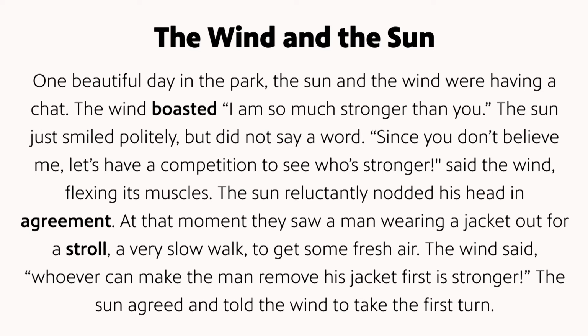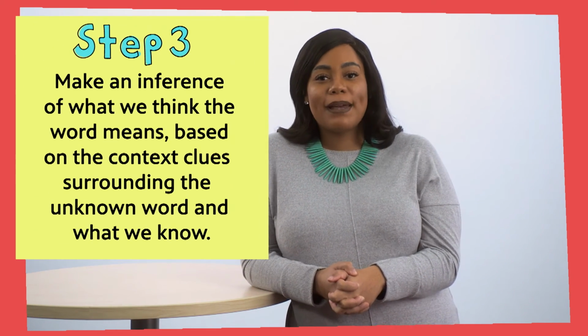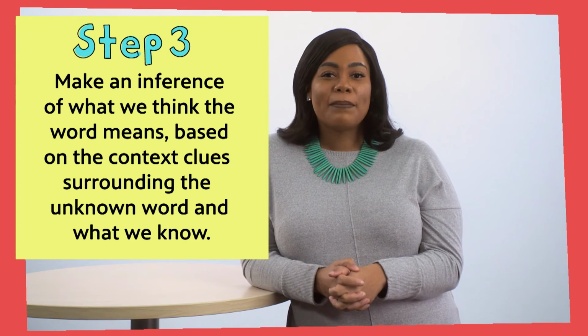Right, after the word stroll, the author includes a definition. A stroll is a very slow walk. When the author provides us with a definition for an unknown word in a text, that really helps us out because we can skip step 3 of our process. We don't need to make an inference about what the word means because we already know its meaning thanks to some extra information from the author.